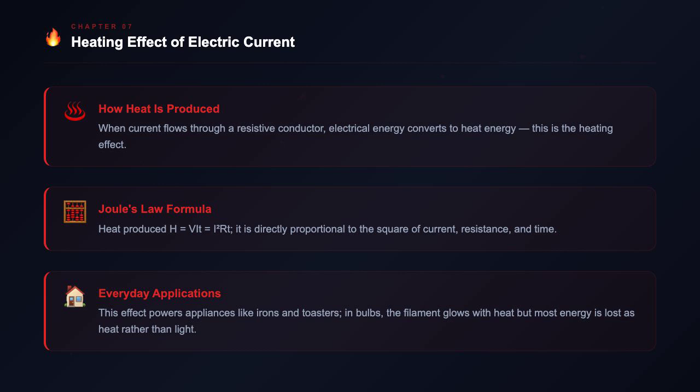The heat produced is directly proportional to the square of the current, resistance, and time. This principle is used in many appliances, including irons, toasters, and bulbs. Electric bulbs produce light when the filament heats up, but most of the power is lost as heat.